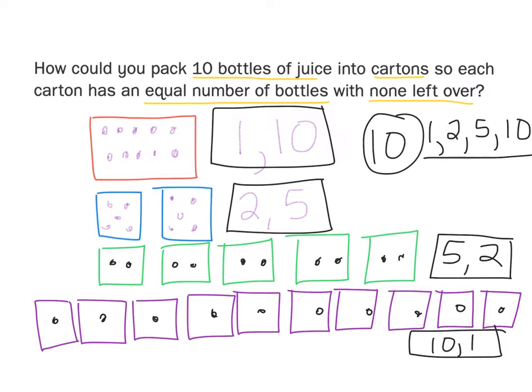So we can think to ourselves, okay, I know 1 times something equals 10. Oh yeah, 1 times 10. I know there's 2 times something that equals 10. Oh yeah, 2 times 5. And that can really help us as we're learning our multiplication facts.